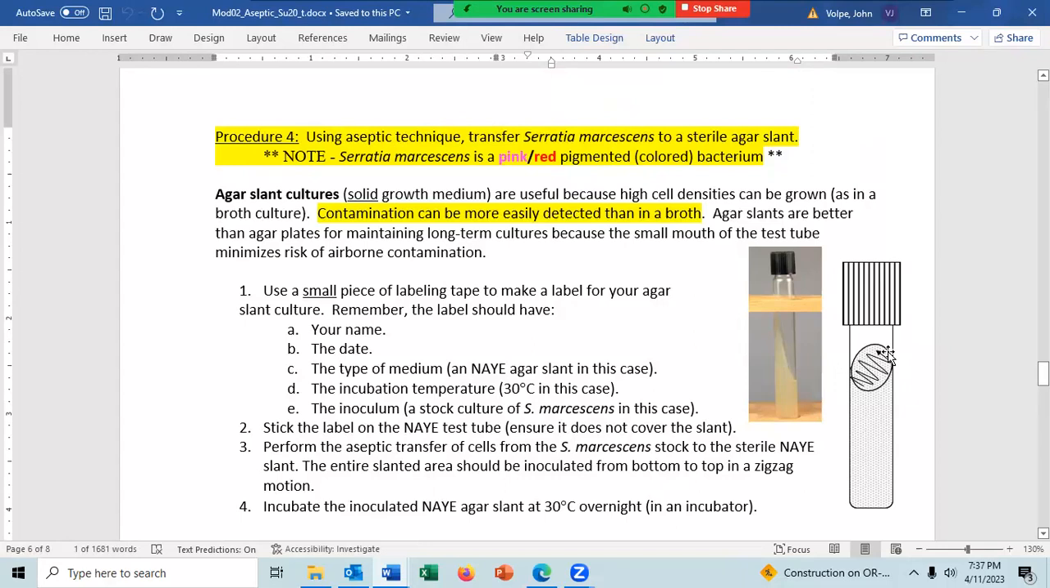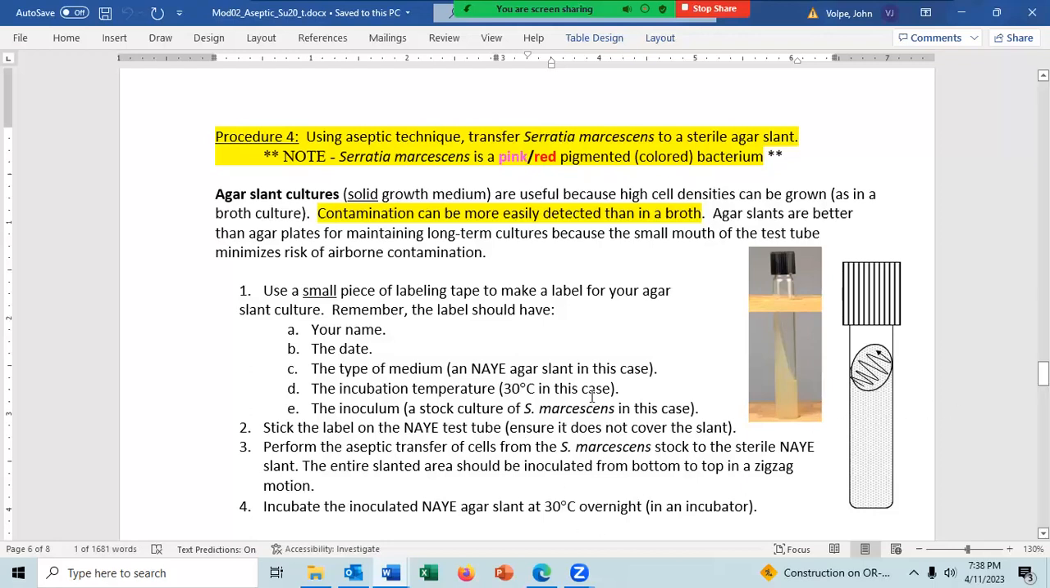A solid growth medium is useful because we can more easily detect contamination. For example, Serratia marcescens we expect to be red wherever we streaked it. But if it's not red in any location, we know we have a contaminant. And we can detect even minor contamination. Doesn't have to be major.